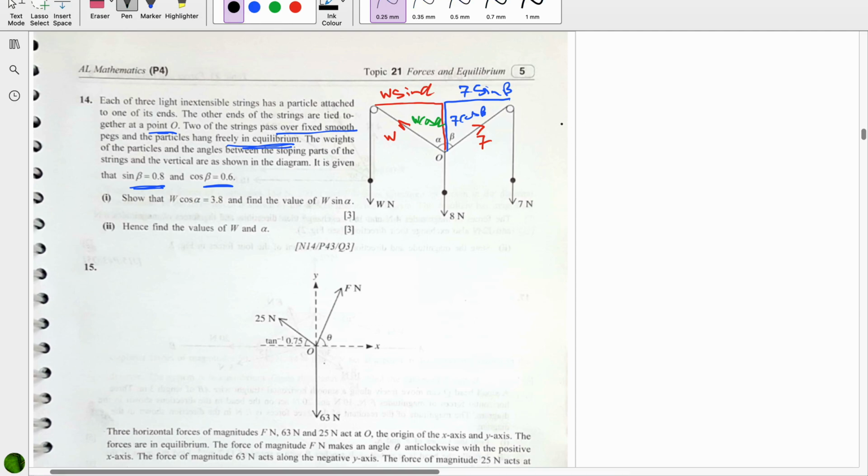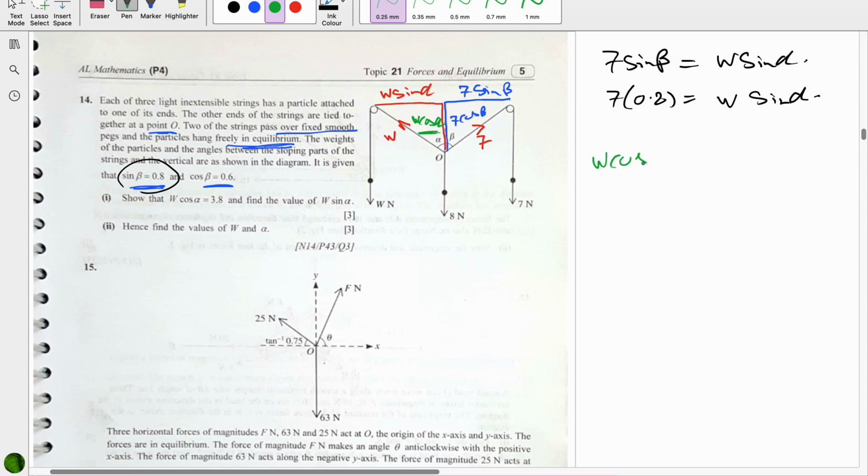Now when we resolve horizontal and vertical. There are only two forces in the horizontal direction, that is 7 sine of beta, which is equal to W sine alpha. So sine beta is 0.8, 7 into 0.8 is equal to W sine alpha. The second equation would be the vertical ones. So upwards is W cos of alpha plus 7 cos of beta, and downwards is 8 newtons. Getting it?